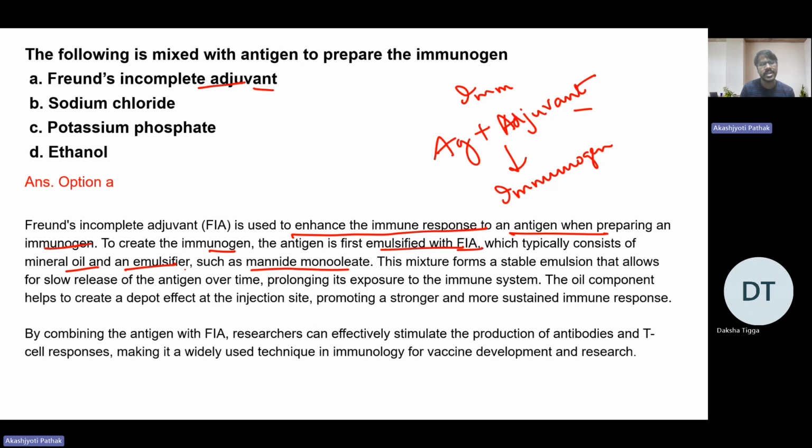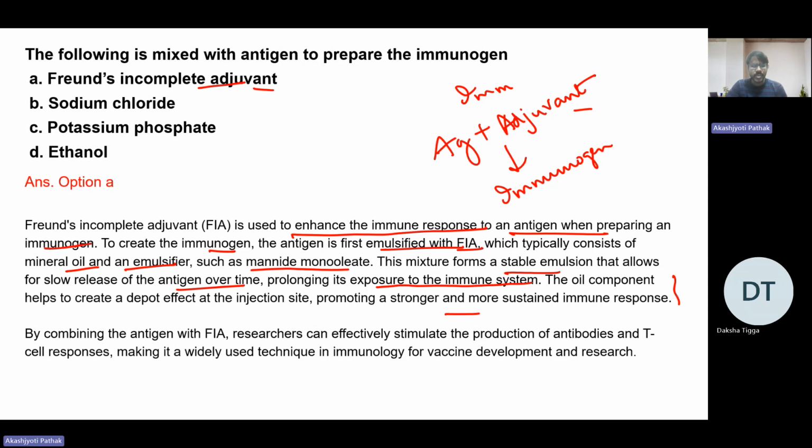If you have an adjuvant, it has these chemicals, mineral oil and emulsifier, and it will form a stable emulsion that will allow the slow release of the antigen over time. It will slowly release the antigen, and as a result, it will prolong the exposure to the immune system. Your immune system will be triggered for a very prolonged period of time. And the oil component helps to create a depot effect at the injection site, promoting a stronger and more sustained immune response.